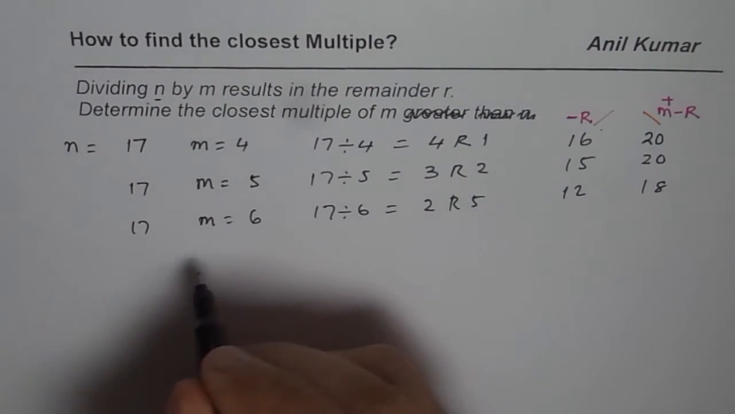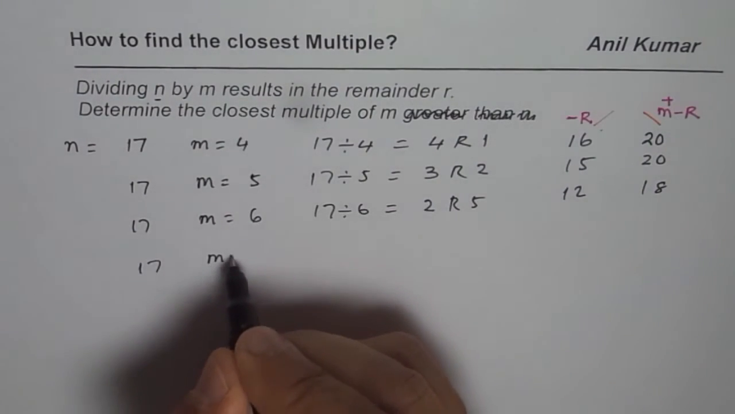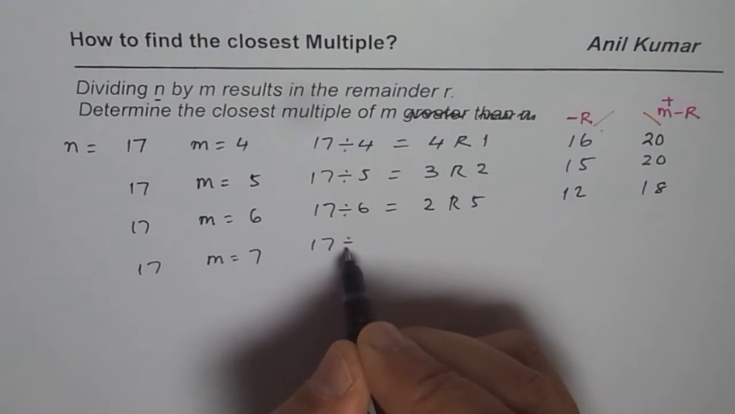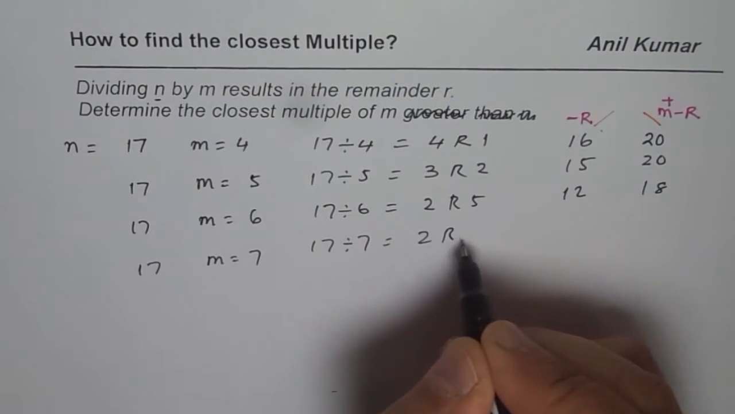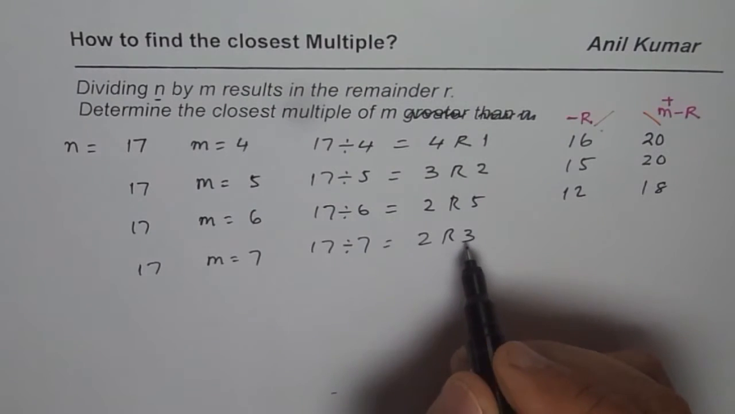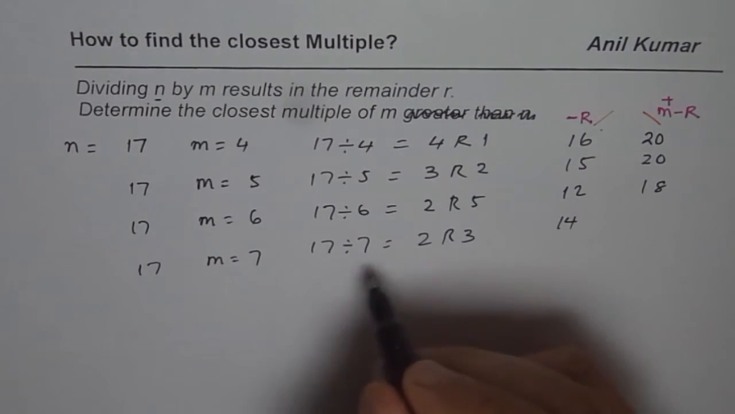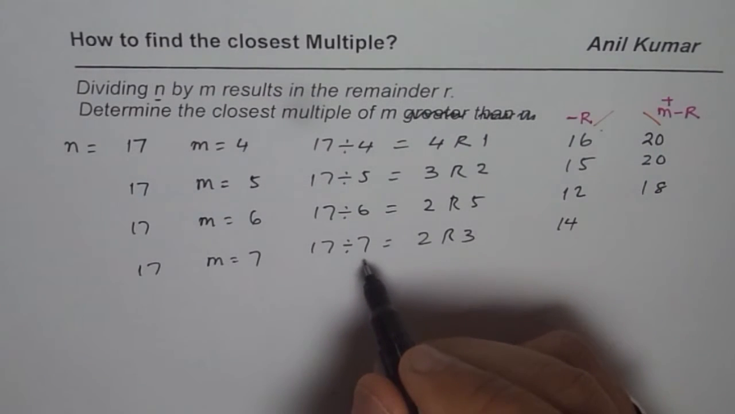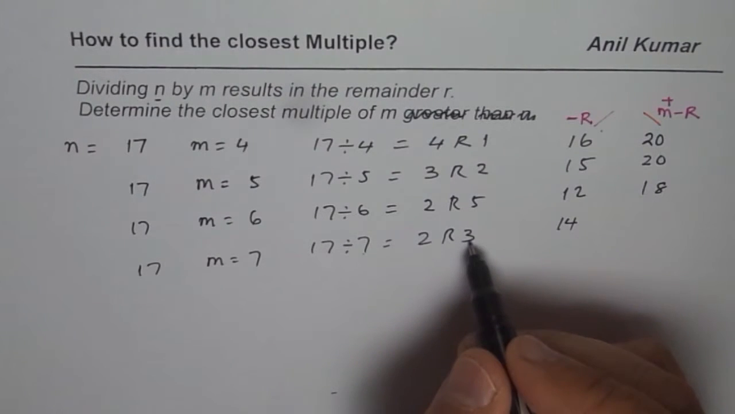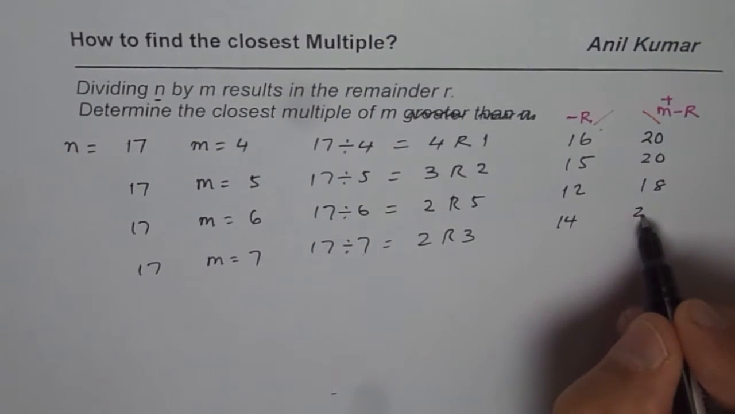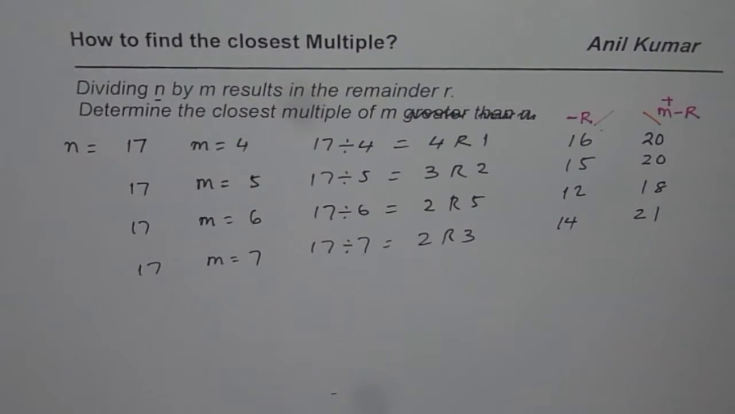So let's go one more step. 17 divided by 7 will give us 2, remainder 3. Now if I drop 3, I get 14, which you can see is a multiple of 7, or I could add 7 minus 3, which is 4. So if I add 4, I get 21, which is also a multiple.